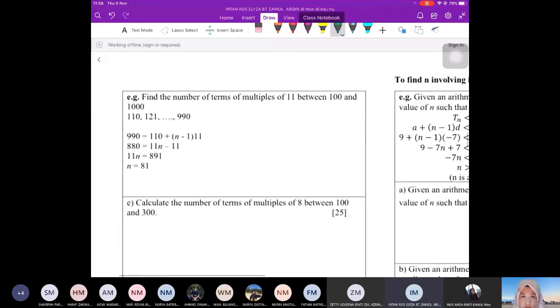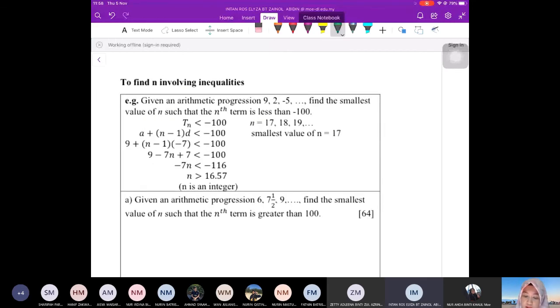Nampak tak? Okay, saya nak tunjuk yang ni kejap before kita dismiss. Given an AP 9, 2, negative 5, find the smallest value of n such that the nth term is less than negative 100. So, dia kata the nth term tu Tn. Dia kata less than negative 100, maksudnya you use sign of inequalities. Less than meaning tanda yang kurang tu. So you guna Tn ni as the formula lah, a plus (n minus 1)d, less than negative 100.